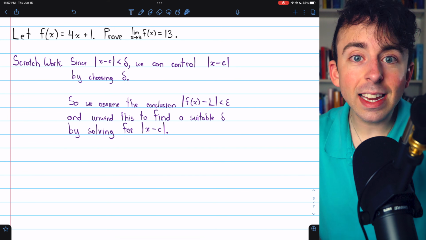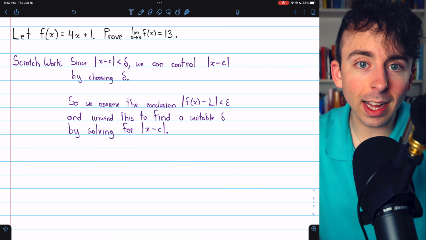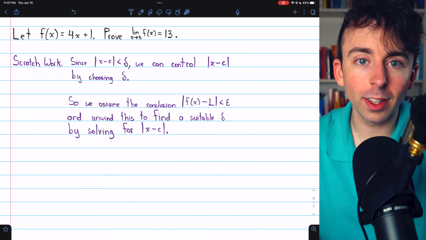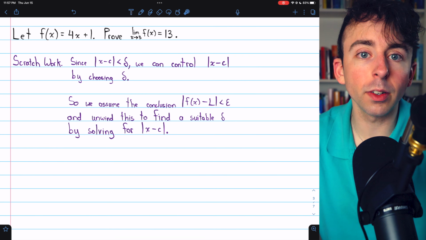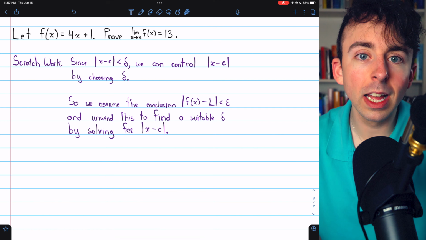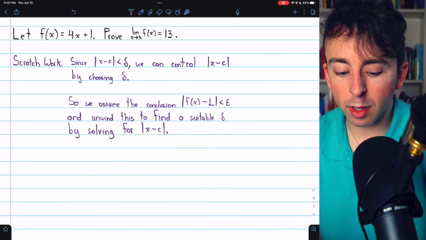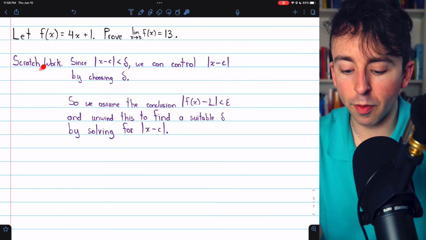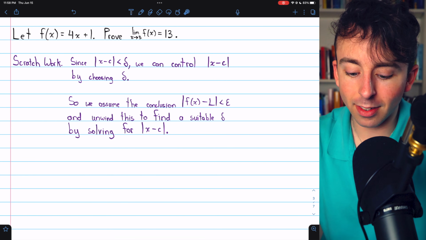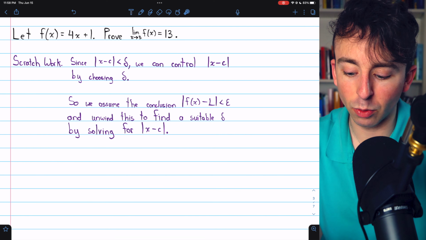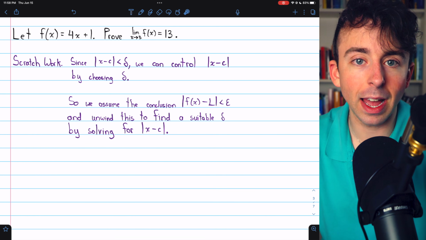Well, remember, in the definition of the limit of a function, there needs to exist some delta satisfying the conditions. So we get to pick delta. We can make delta as small as we want. We just need to make it sufficiently small so that the function stays sufficiently close to the limit. So often for these proofs, you're going to have to go through a phase of scratch work first before writing the proof. Since we can make x as close to c as we want, we can control it by choosing an appropriate value for delta.